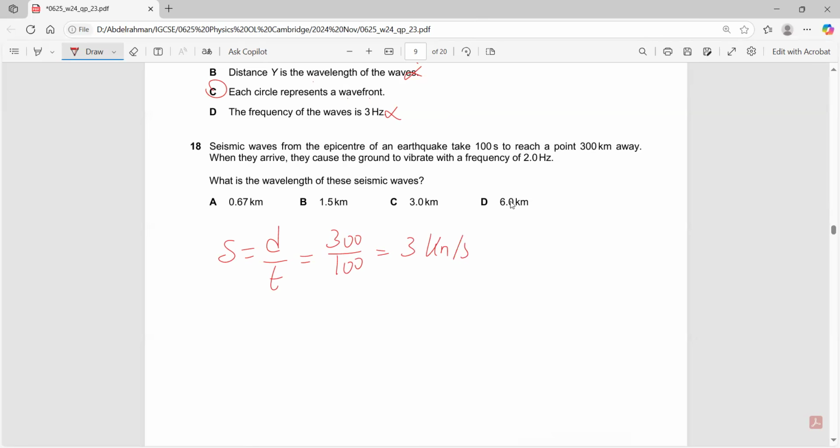To find the frequency, you'd say it's the speed over the wave. No, he wants the wavelength. I'm sorry. To find the wavelength, it would be the speed over the frequency, which is 3 over 2. 3 over 2 is 1.5 kilometers.